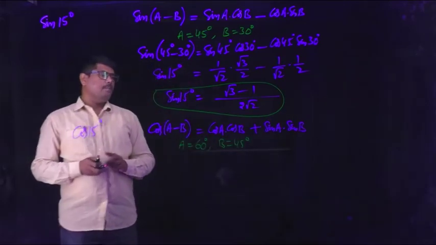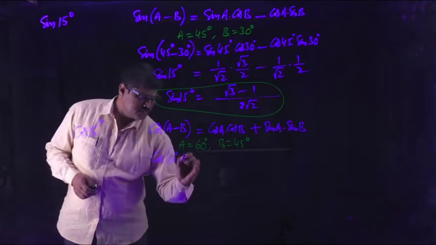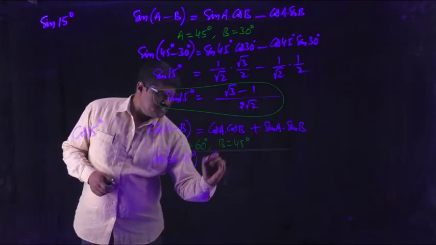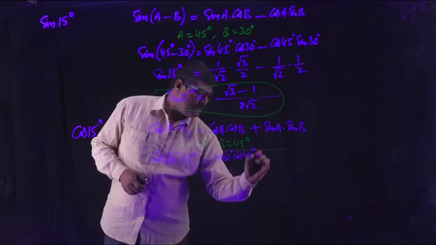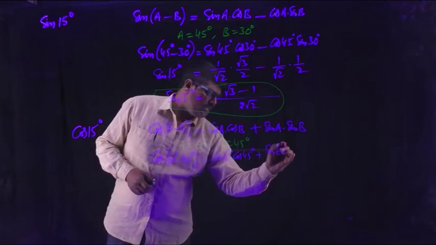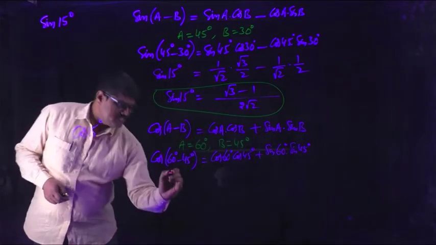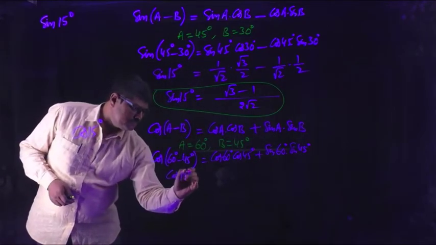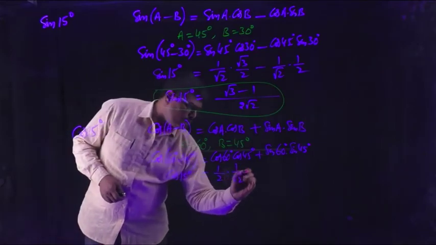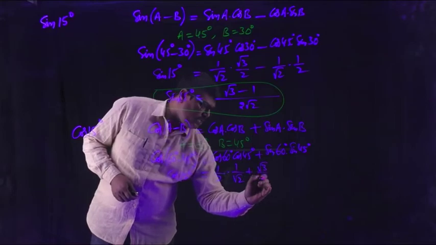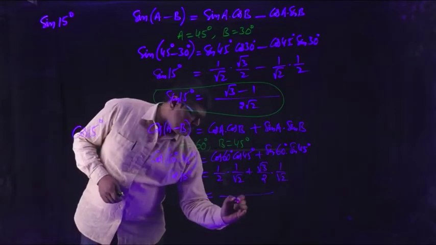Taking A 60 and B 45, this will become cos 60 minus 45. Which is cos 60 cos 45 plus sin 60 sin 45. So this will become cos 15 degrees. Cos 60 value is 1 by 2, cos 45 is 1 by root 2, sin 60 is root 3 by 2, sin 45 is 1 by root 2. Again 2 root 2 is the LCM.